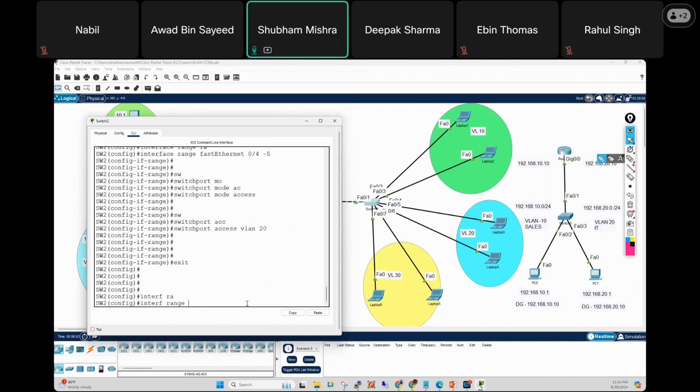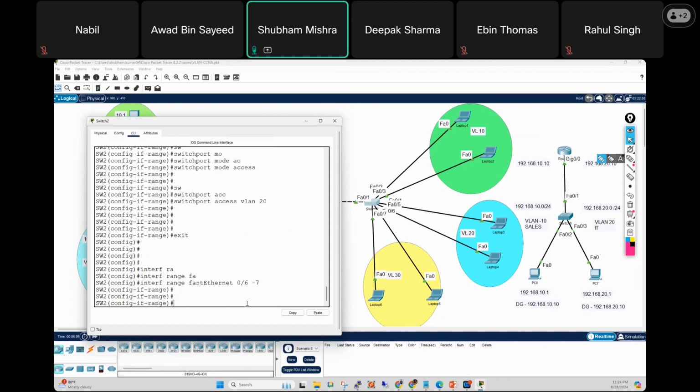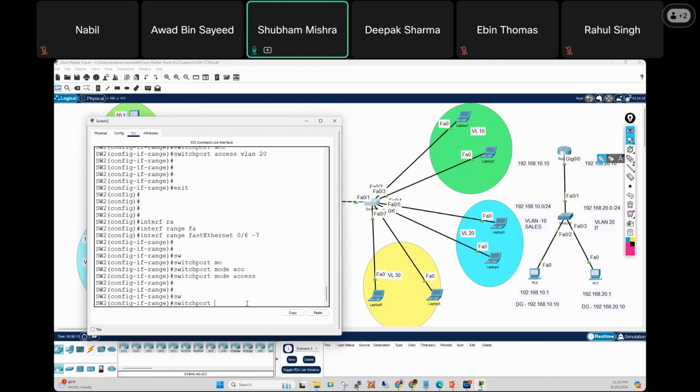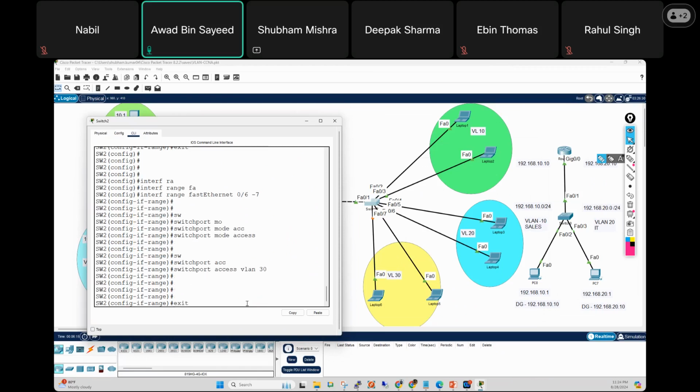Interface range FastEthernet 0/6 to 7. Switchport mode access. Switchport access VLAN 30. That's all.